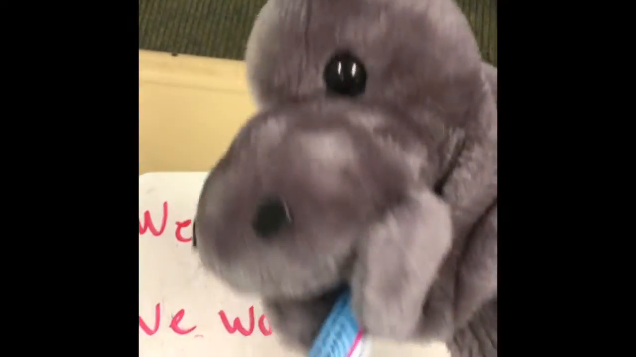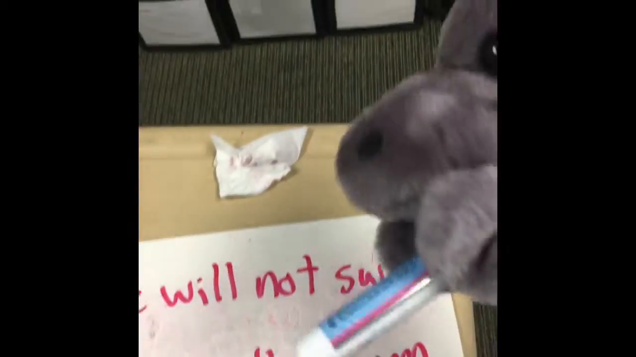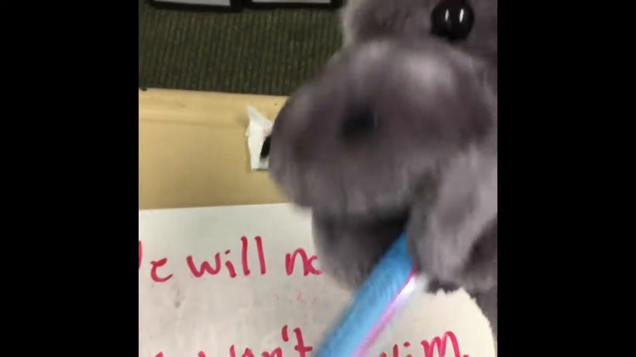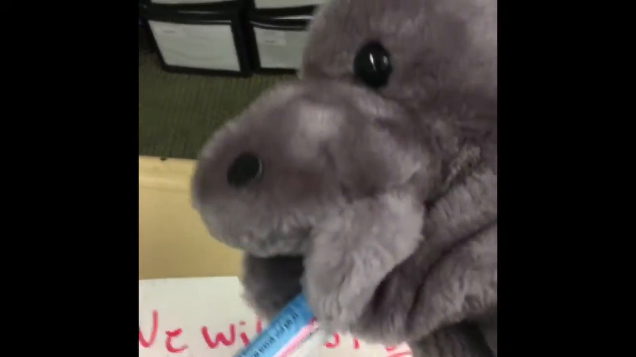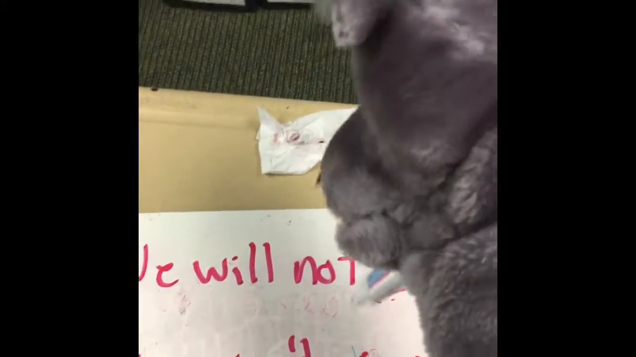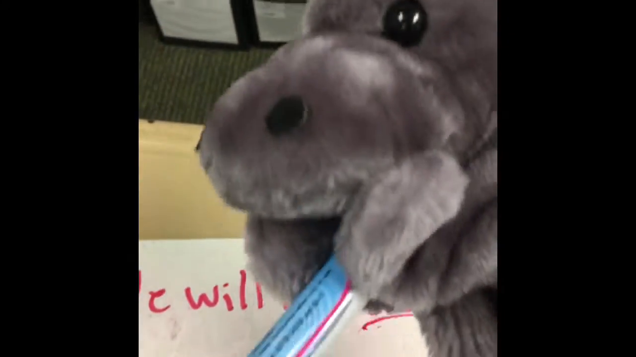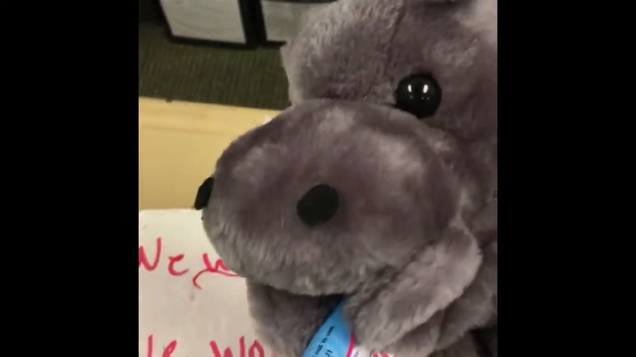Let's look at some more. Okay, we have two more sentences I would like to show you. We have "we will not swim" and "we won't swim." Now, what is the verb in each of these sentences? That's right, it's the word "swim." So we're going to underline this. Now, notice something here. It has the word "will." But what comes after the word "will"? That's right, the word "not." So, "will not" will make this a future tense sentence. It's a negative future tense sentence.